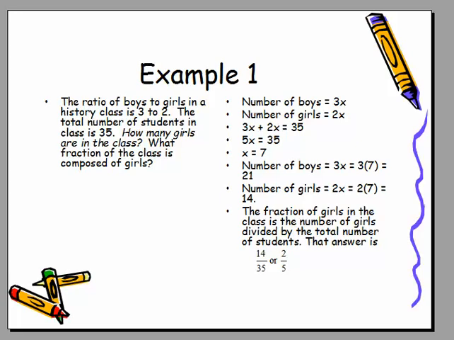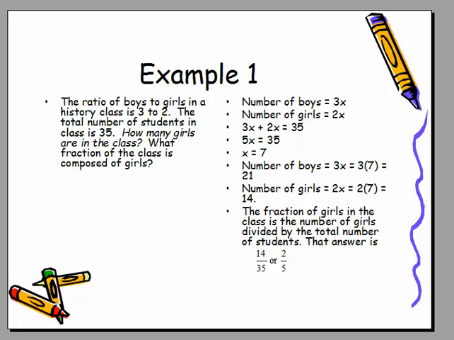Example 1. The ratio of boys to girls in a history class is 3 to 2. The total number of students in class is 35. How many girls are in the class? And secondly, what fraction of the class is composed of girls?